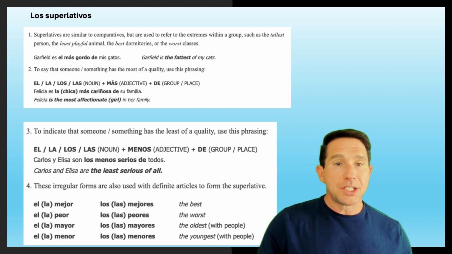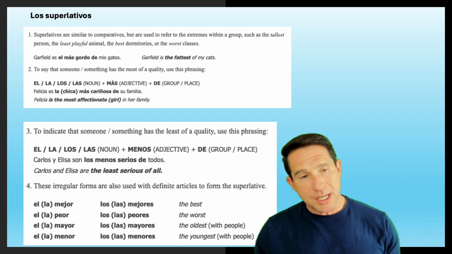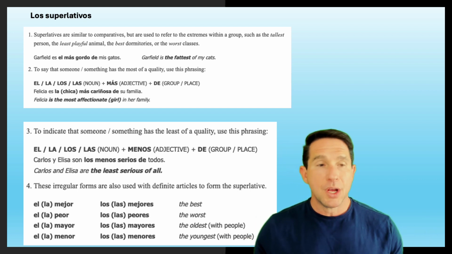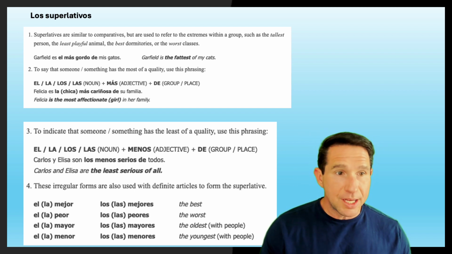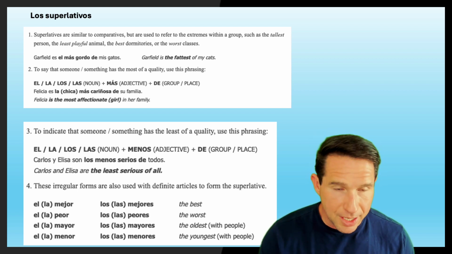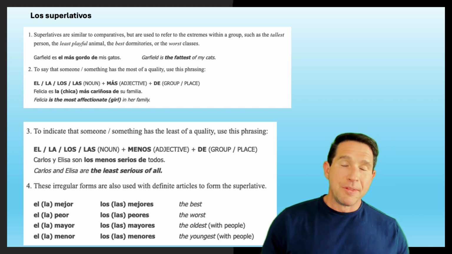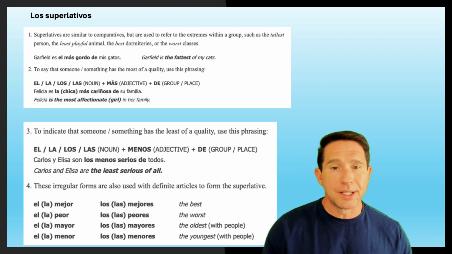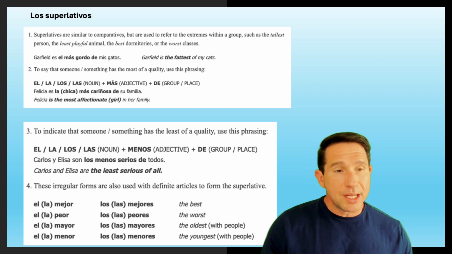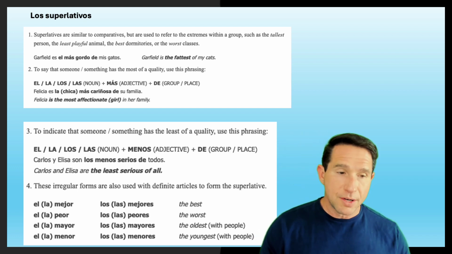Felicia is la chica más cariñosa de su familia. The reason they have the chica in parentheses is because we don't necessarily need to say chica. We can say Felicia is la más cariñosa de su familia. Felicia's nature implies that she's feminine, right? So we can just say la. Saying la chica is not incorrect, right? To indicate that someone or something has the least of a quality, so we could say just the same, but with menos. Carlos y Elisa son los menos seriosos de todos, the least serious of all.